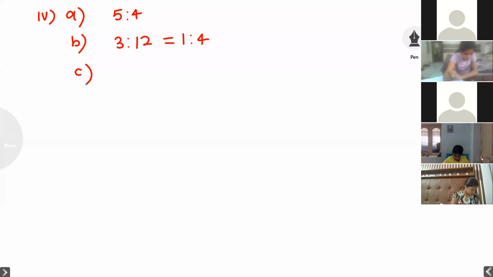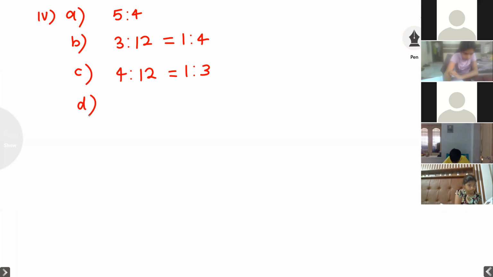Number of circles to all figures. How many circles are there? 1, 2, 3, 4. 4 is to total figures, 12. 1 is to 3. Only you have to count, student.